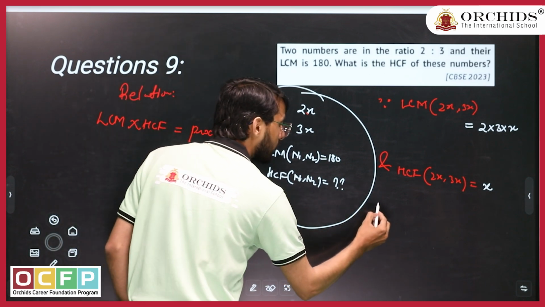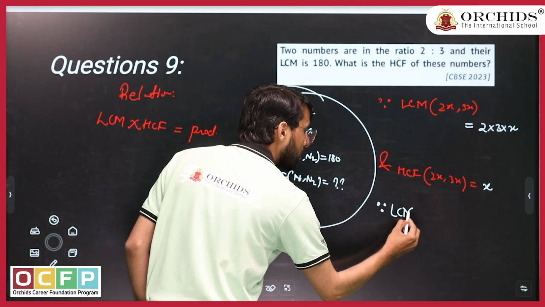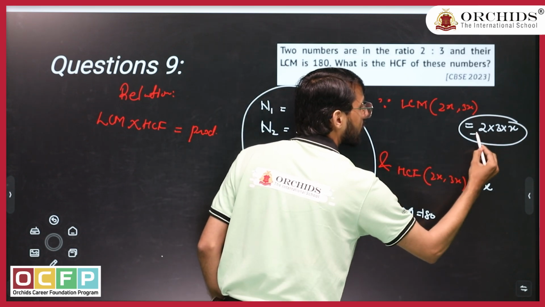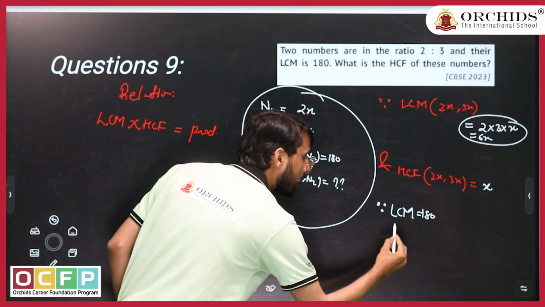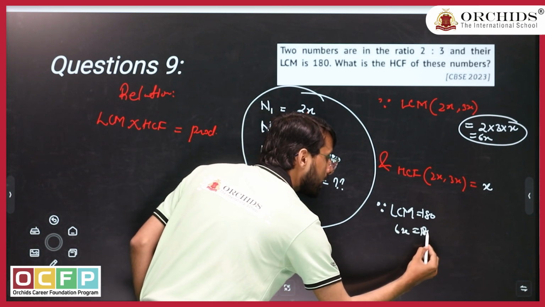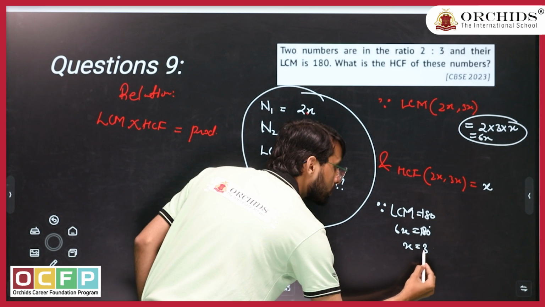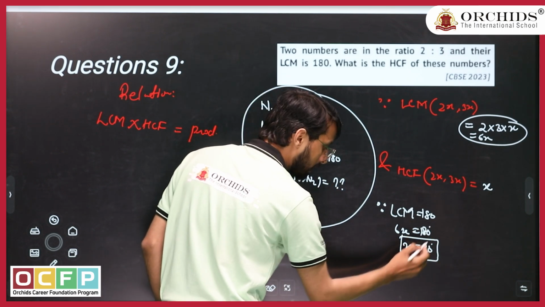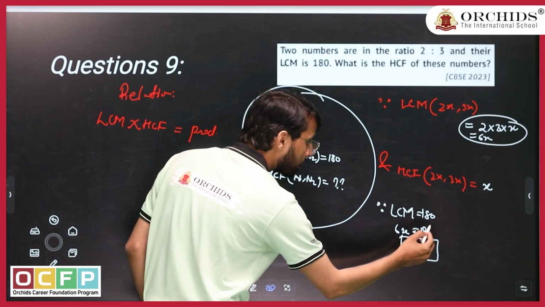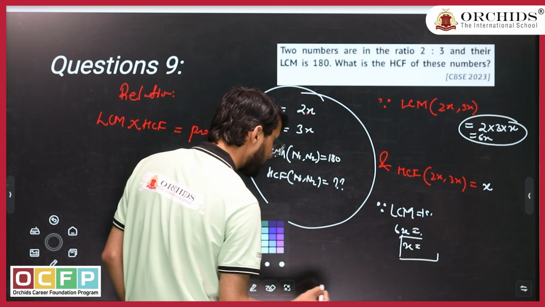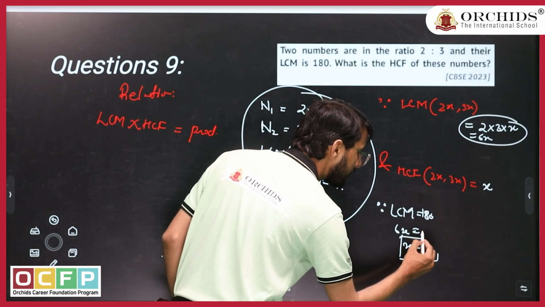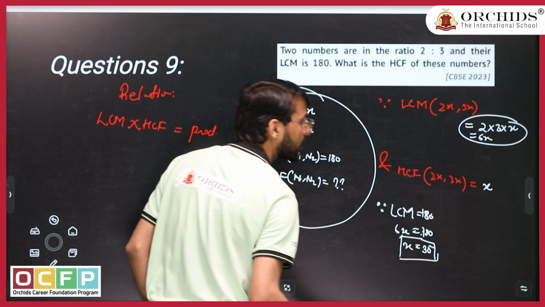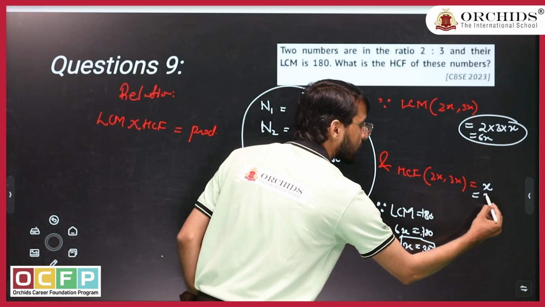Now since LCM is equal to 180 and we got the LCM value as 6x, I can write 6x is equal to 180. So x is equal to 30. This is not a degree, because this is not an angle property; it is just a number. So x is 30, and HCF becomes 30.